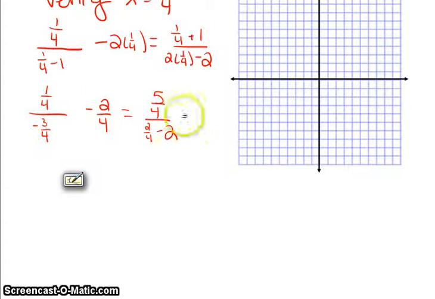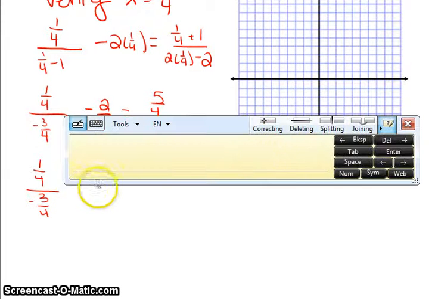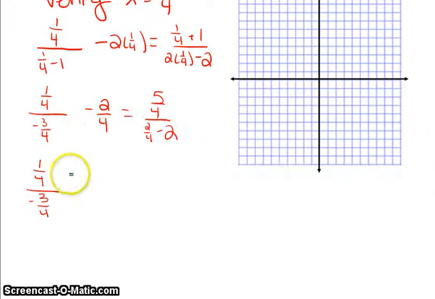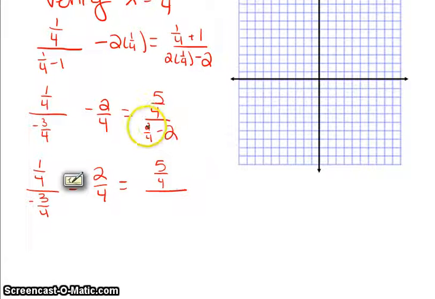Moving on from here, if you want to, we can simplify the denominator first before we move on. So we have 1/4, divide that by negative 3/4, subtract 2 over 4 is equal to 5 over 4, divide that by 2 over 4, subtract 2, and that there is equal to negative 6 over 4. So 2 would be 8 over 4. So 2 minus 8 is negative 6 over 4.